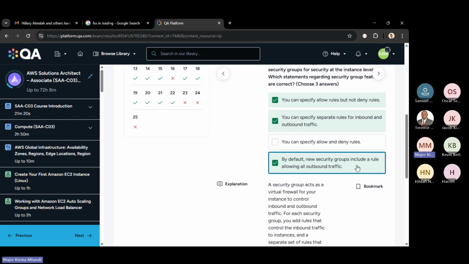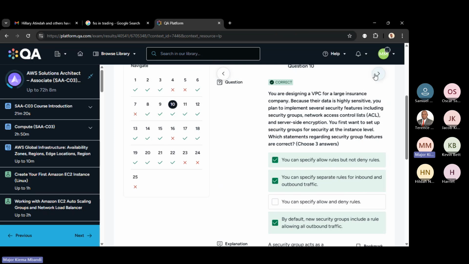Then by default, a security group includes a rule allowing all outbound traffic. Yes, there is no rule for inbound that you need to add, but for the outbound it normally allows all outbound traffic. Security group.